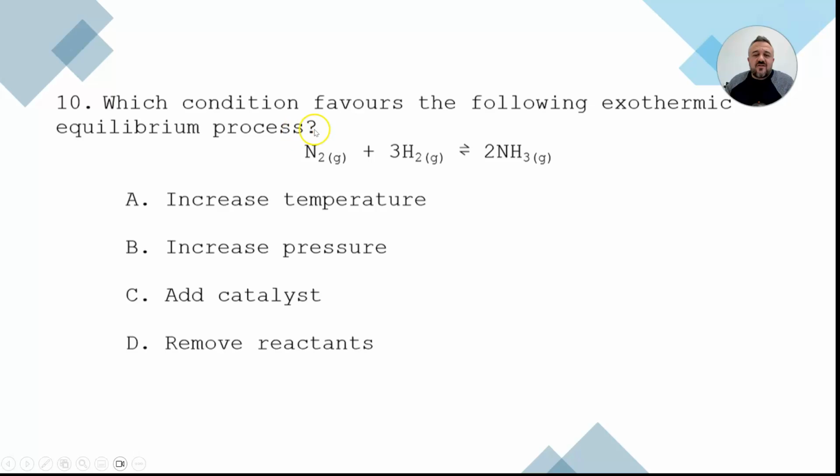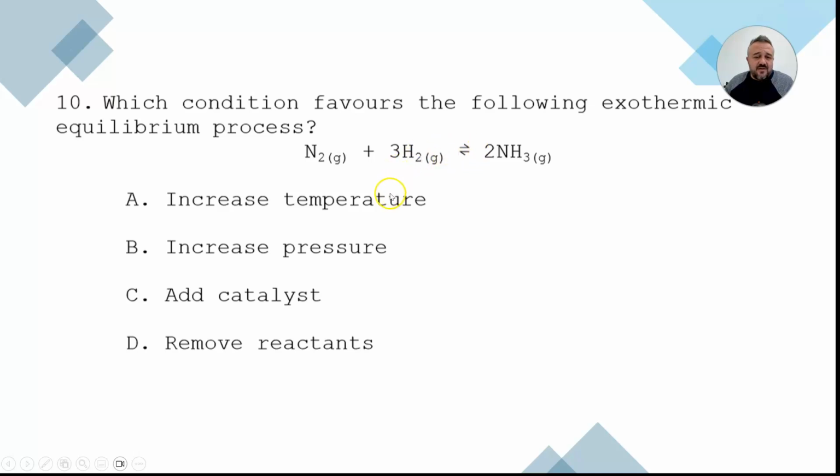Okay, fun. Alrighty. So, which condition favors the following exothermic equilibrium process? So it's telling you, this is the Haber process. You're going to see this a couple of times in the exam. It's something that I wanted to focus on with my class to really tease apart where they understood it, where they didn't. So following exothermic process. So this process is exothermic going in this direction. That's why it is written that way.